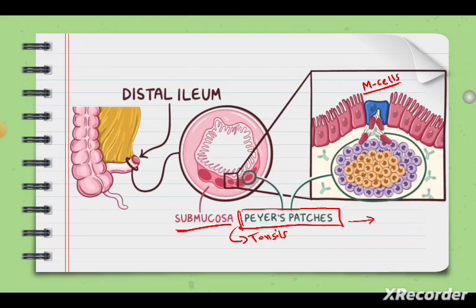As you can see, if the bacteria manages to reach the distal ileum, it will be presented to the Peyer's patches through a special type of cells called M cells. M cells are antigen presenting cells. They will present the Salmonella typhi to Peyer's patches, and Peyer's patches are sometimes referred to as tonsils of the small intestine. So they are responsible for catching or draining any foreign antigen. You may also be asked about the exact location of the Peyer's patches, which is in the submucosa of the small intestine.